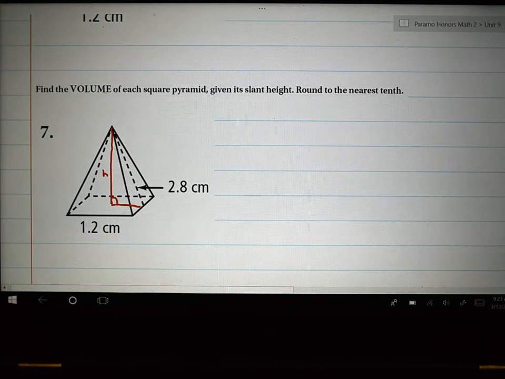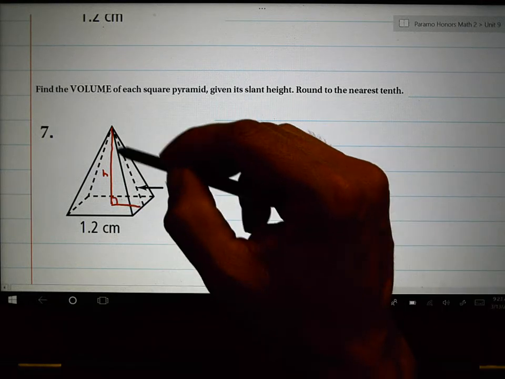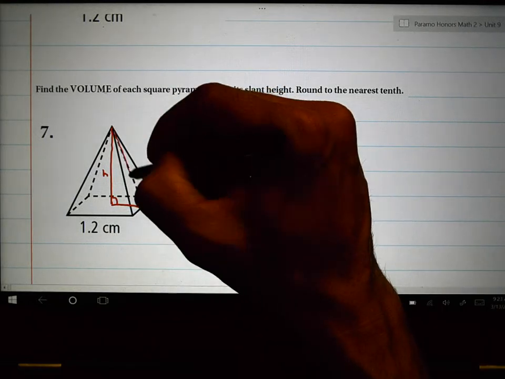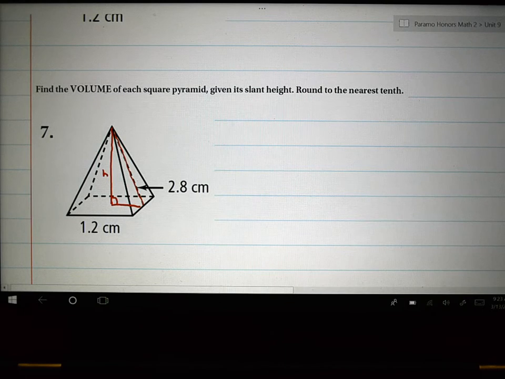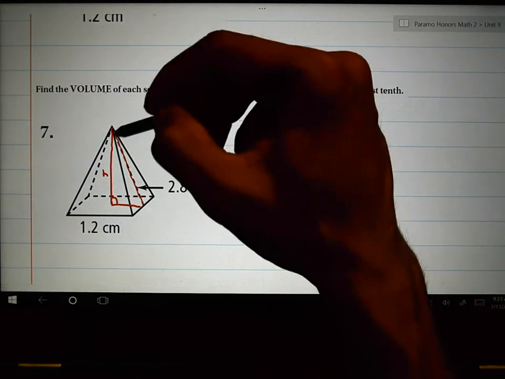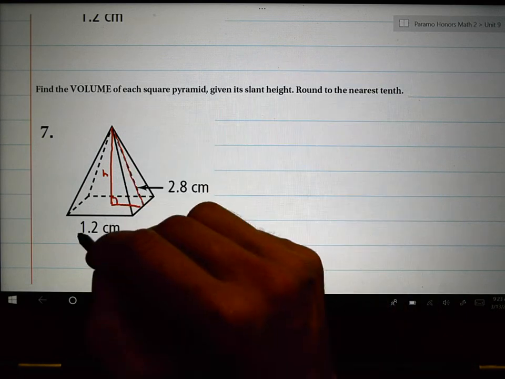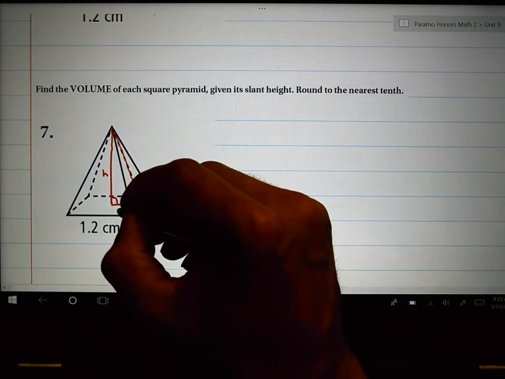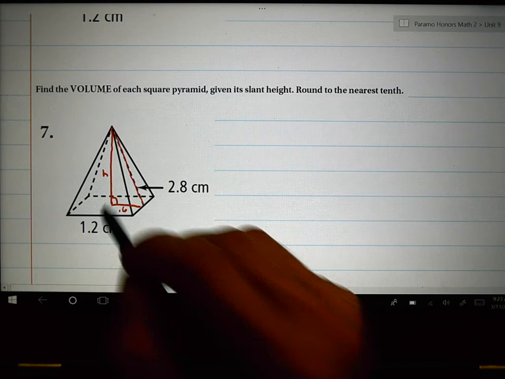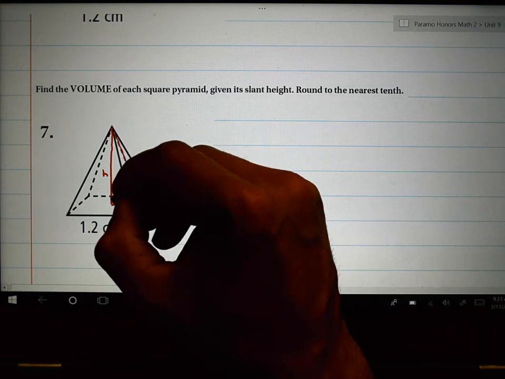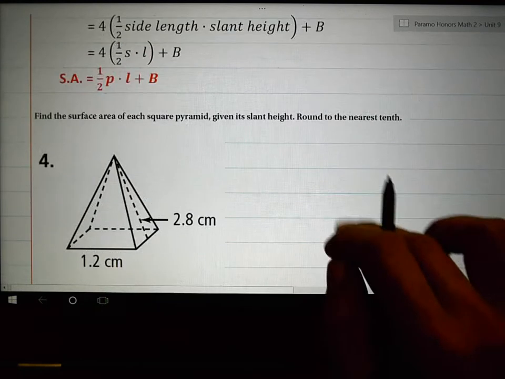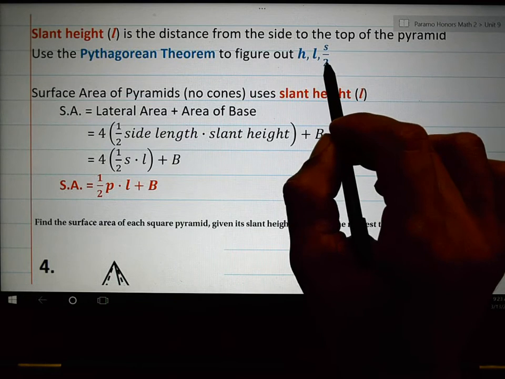How are you going to do that? You're going to use the Pythagorean theorem for this triangle that is inside of this pyramid. I'm hoping that makes sense to you. You'll use something like this as your slant height. You're going to use something like 0.6 down here because that would be half of your side length. That's why I have this as S over 2.